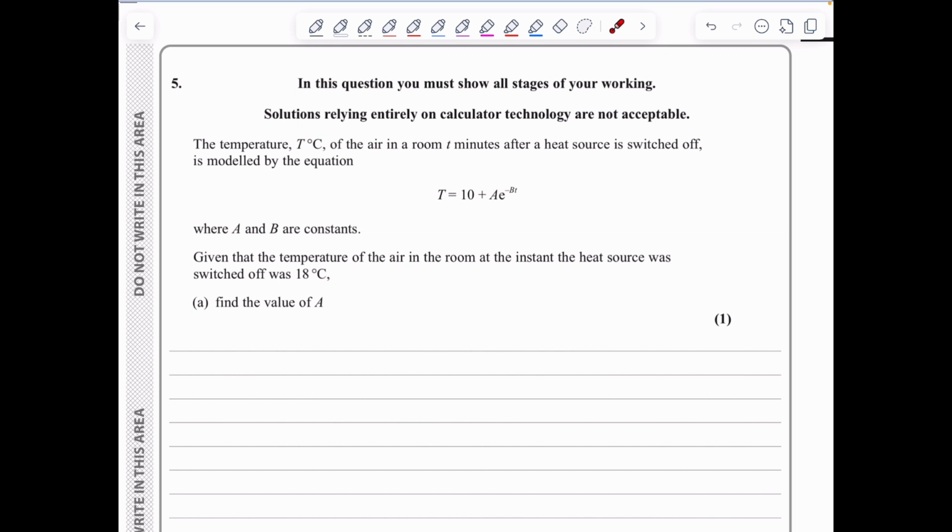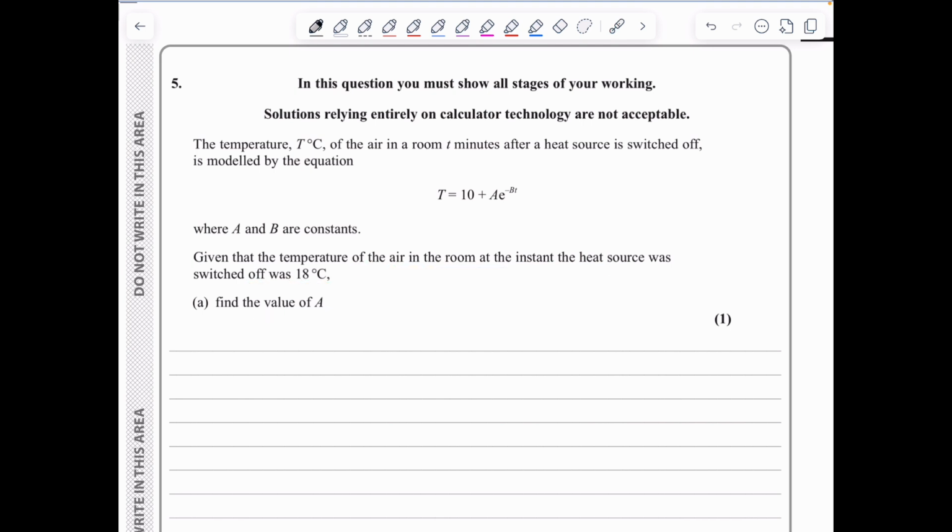In question 5, we've got the temperature capital T degrees Celsius of the air in a room t minutes after a heat source is switched off. Being modeled through this equation here, a and b are constants. We are told that the temperature at the instant when the heat source was switched off was 18 degrees Celsius, and we need to find the value of a.